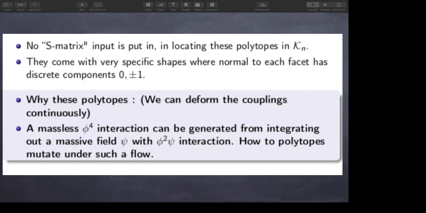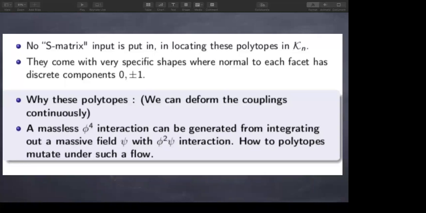But now you can ask, what if you have two scalars with different masses, for example? Then these polytopes as they are do not suffice, as we will see, but there are interesting new polytopes that generate amplitude.